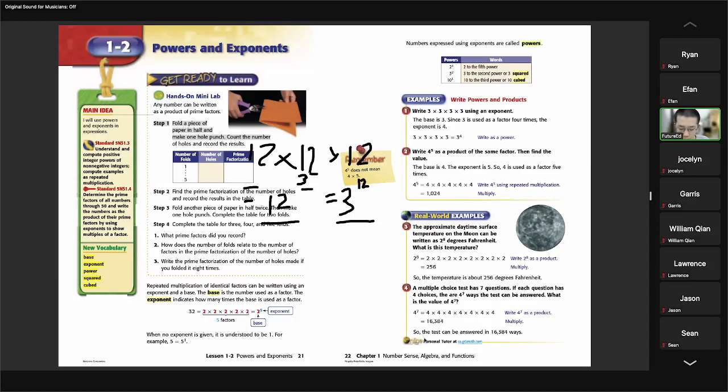But in this textbook, what they don't introduce is some rules we usually use with exponents. Okay.